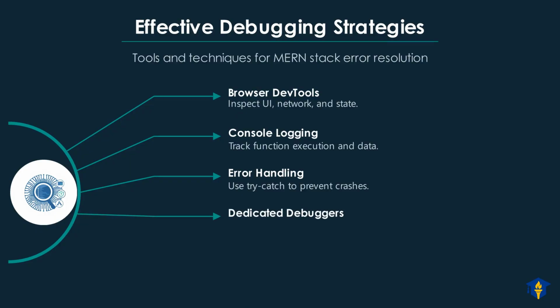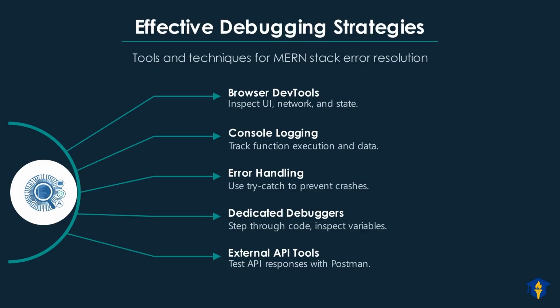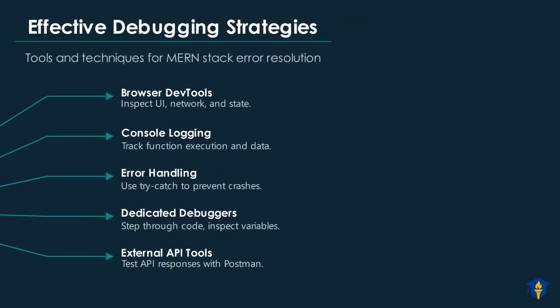Dedicated debuggers offer more advanced control over your application's code execution. They let you step through code line by line and inspect variable values. Finally, external API tools are invaluable for effective backend debugging. Tools like Postman allow you to test API responses independently and efficiently.